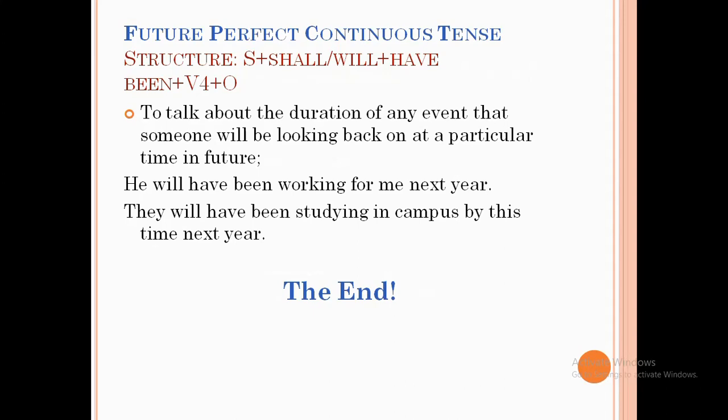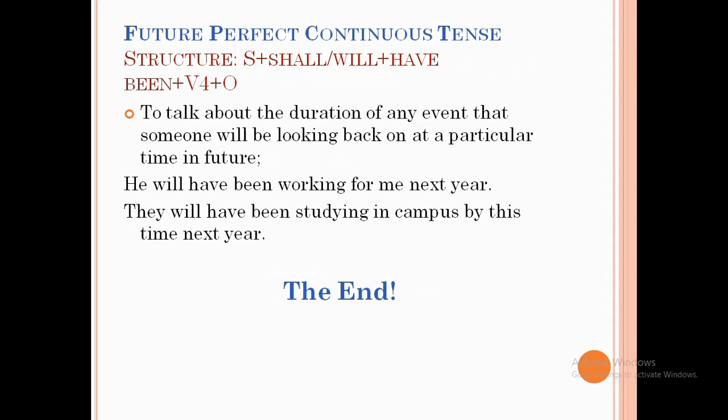Now let's talk about future perfect continuous tense. The structure of future perfect continuous tense is subject, shall, will, plus have been, plus verb-ing, plus object. Future perfect continuous tense is used to talk about the duration of any event or action that someone will be looking back on at a particular time in the future.